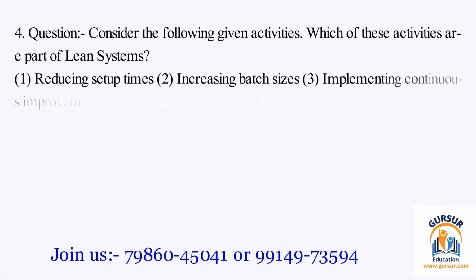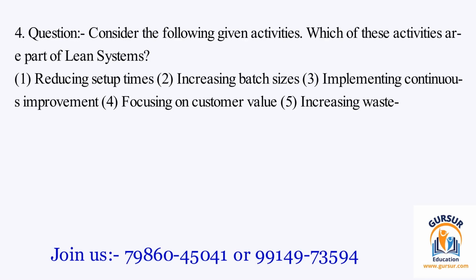Question number 4. Consider the following given activities. Which of these activities are part of lean systems? 1. Reducing setup times. 2. Increasing batch sizes. 3. Implementing continuous improvement. 4. Focusing on customer value. 5. Increasing waste. The option A is 1, 2, and 5 only.